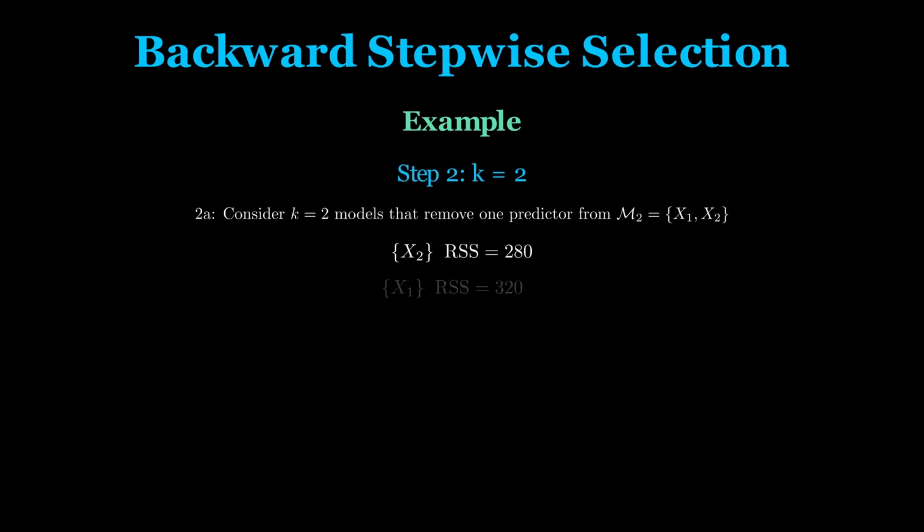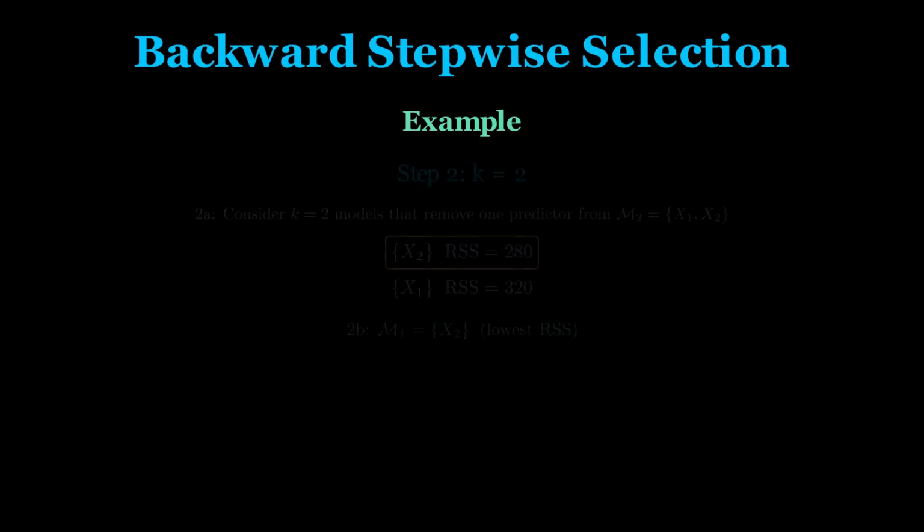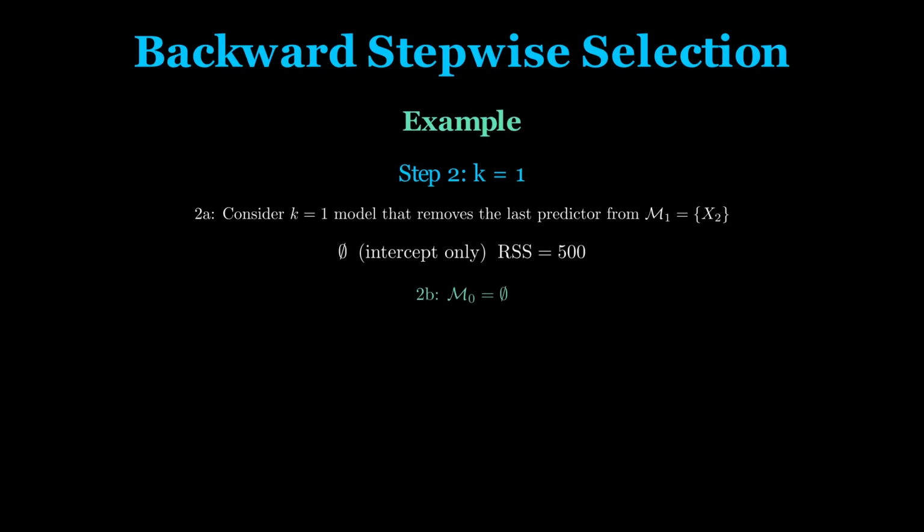Now we consider k equals 2, with each set formed by removing one predictor from M2. Removing x1 gives an RSS of 280, which is lower than removing x2 at 320. So M1 equals the set containing x2. For k equals 1, there is only one model to consider. Removing x2 leaves us with the null model. In step 2b, that becomes M0 with an RSS of 500.